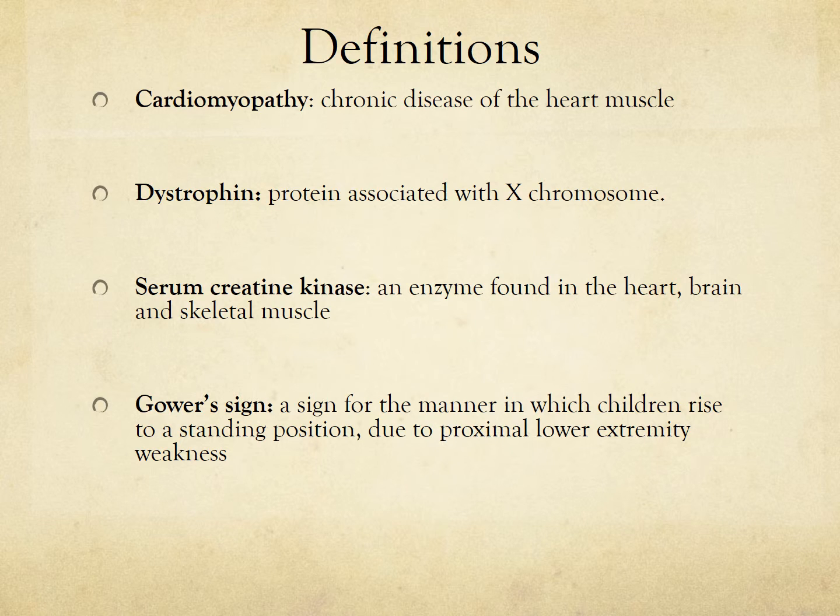So, definitions. Cardiomyopathy: it is a chronic disease of the heart muscle. Dystrophin: it's a protein associated with the X chromosome. Serum creatine kinase: it's an enzyme found in the heart, brain, and the skeletal muscle. Gower sign: a sign for the manner in which children rise to a standing position due to a proximal lower extremity weakness.